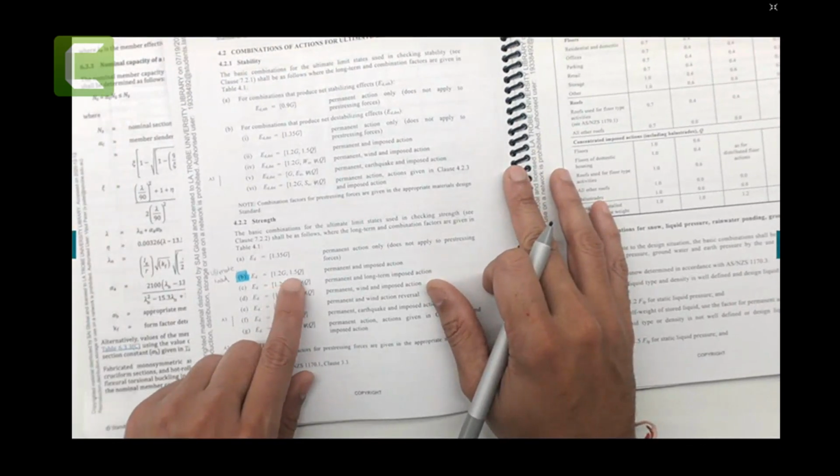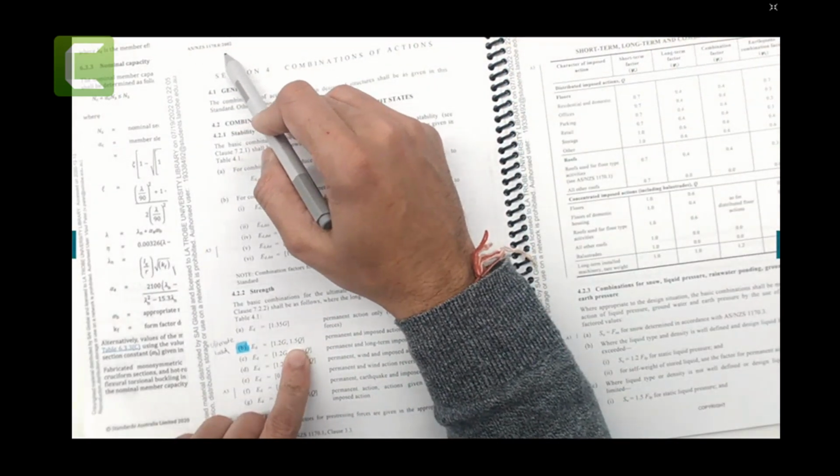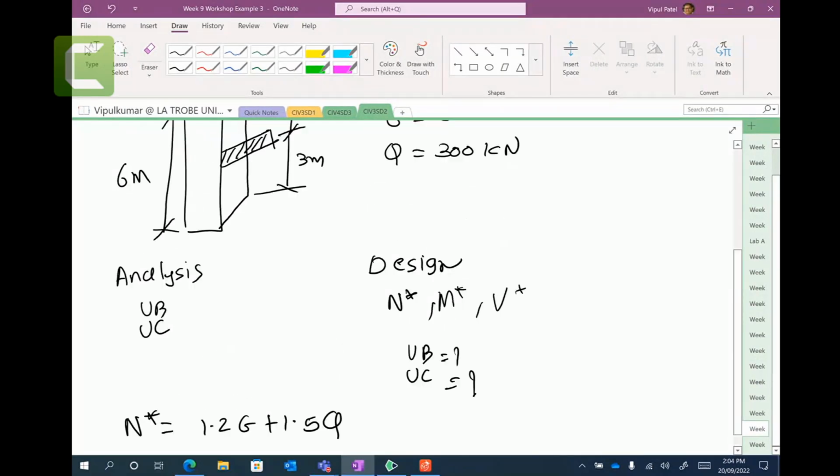Yes, you got it. But for completeness, I can show it on the screen. Here you go. 1.2 G plus 1.5 Q, page number 16, 1170.0. Okay, that is for the strength one. All right. Thank you. Now here you have 1.2 dead load.